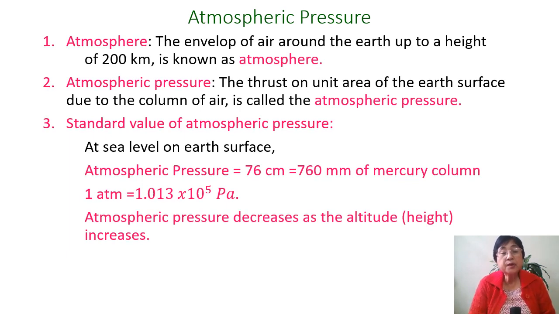Interestingly, the atmospheric pressure is highest near the surface of the Earth. As we go higher and higher with height or altitude, we find that atmospheric pressure decreases. So atmospheric pressure decreases as the altitude or the height increases. If you go to high mountains, you will find the air becomes thinner and thinner as the height is higher and higher.